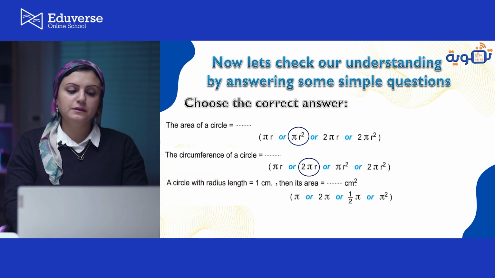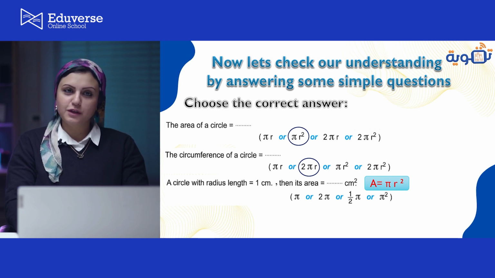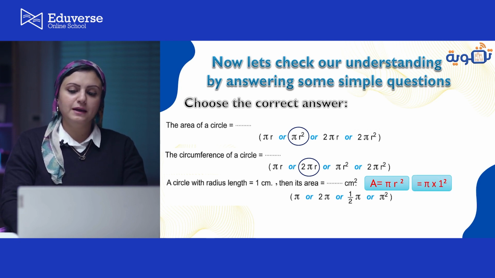Now calculate a circle with a radius length 1 centimeter, then its area equals what centimeter squared? First, put the rule. Area equals π radius power 2. So, put π, then multiply it with the radius length, which is 1 power 2. It's gonna be equal to 1 multiplied by π, so the final answer is gonna be π.